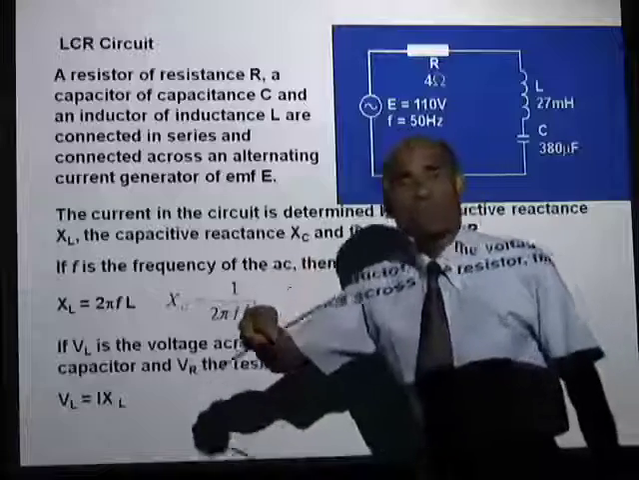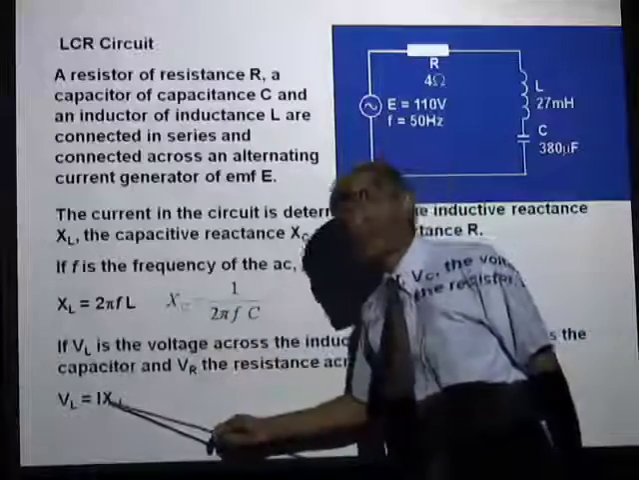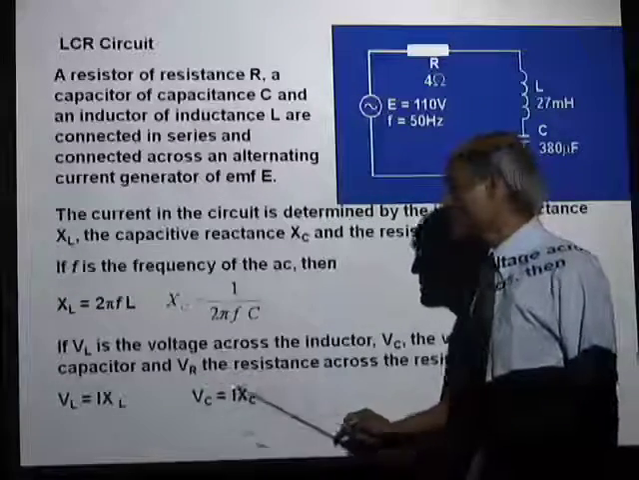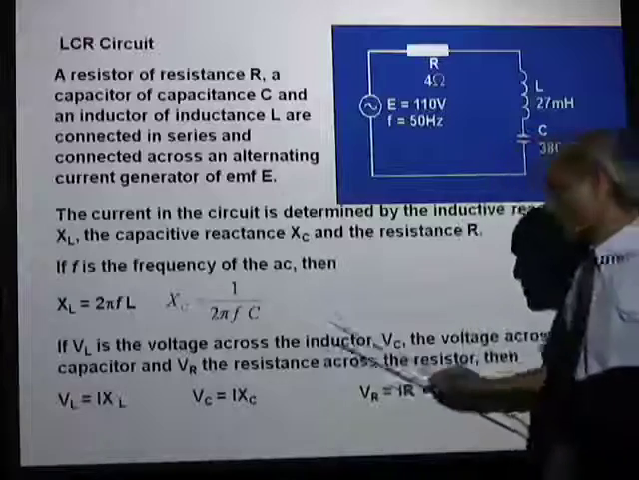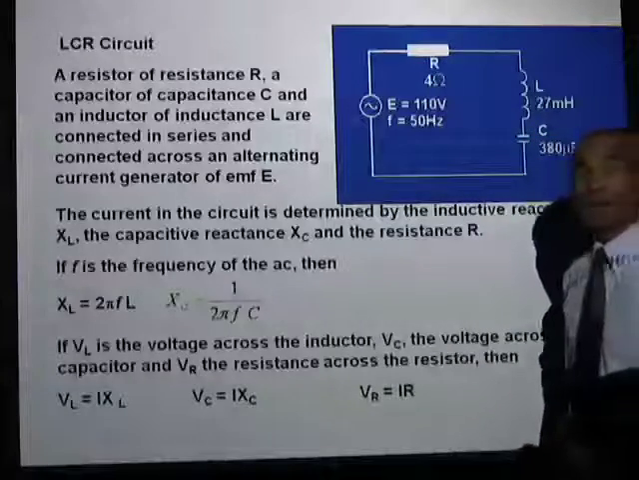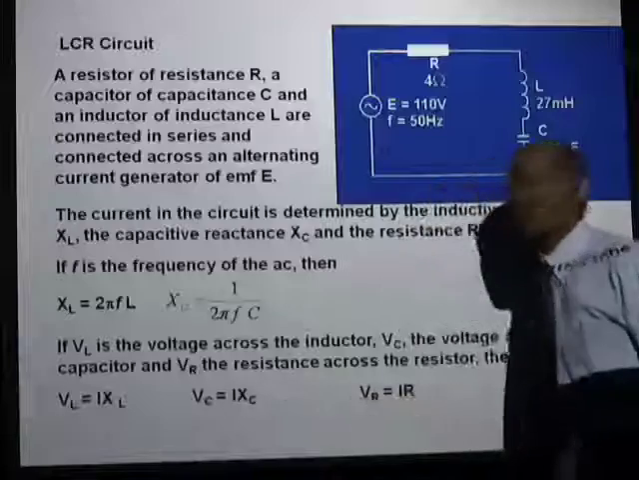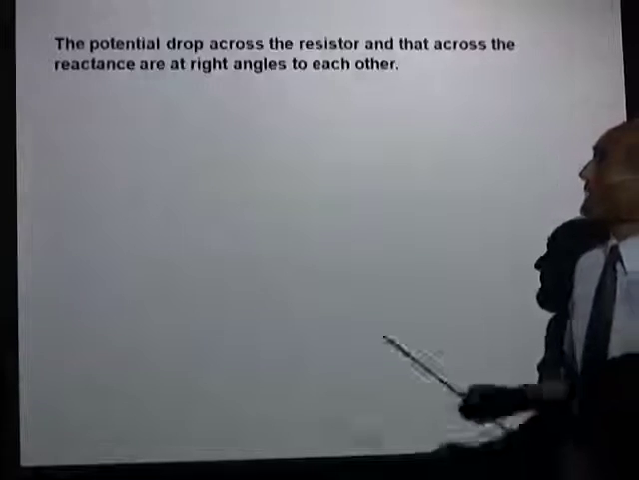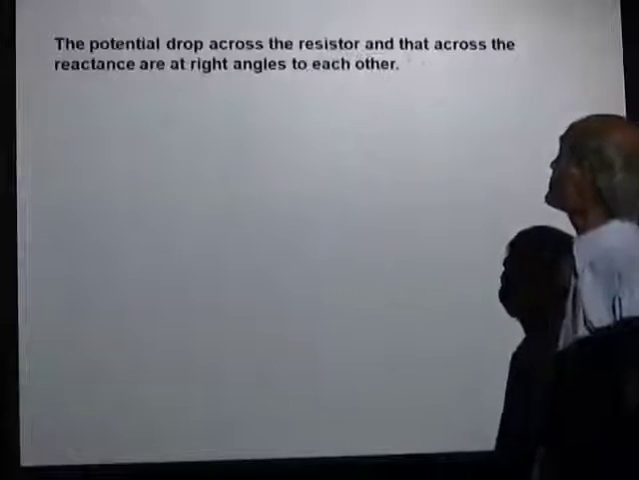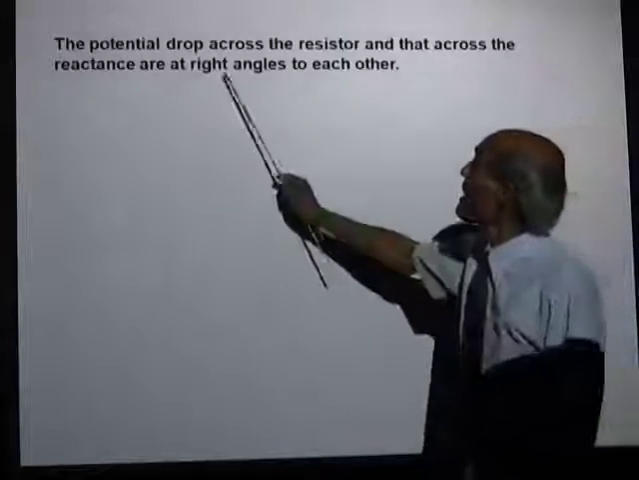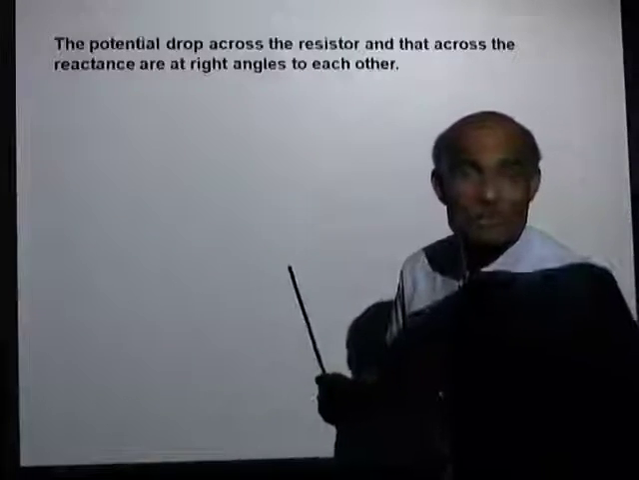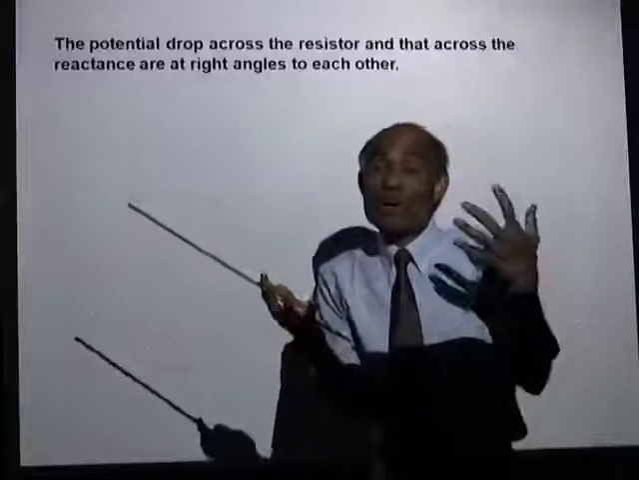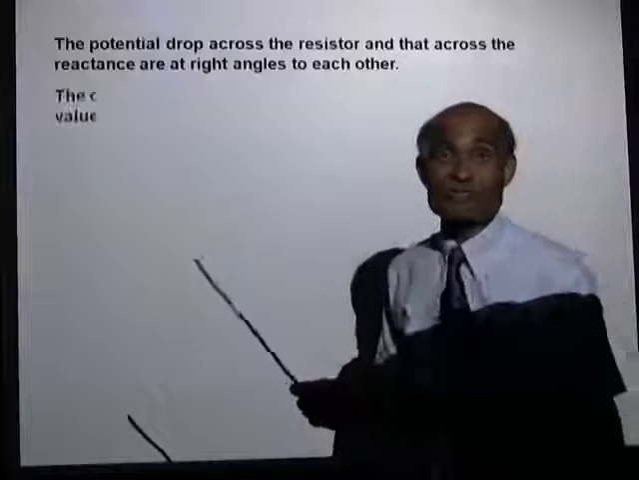The basic Ohm's law, V equal to IR. Replace R by the reactance. So VL is IXL, VC equal to IXC, and of course VR equal to IR. Those are the individual equations that give you the voltages across each of these. The potential drop across the resistor and that across the reactance are at right angles to each other. Is that right? Yes. The potential drop across each of these are not in phase.